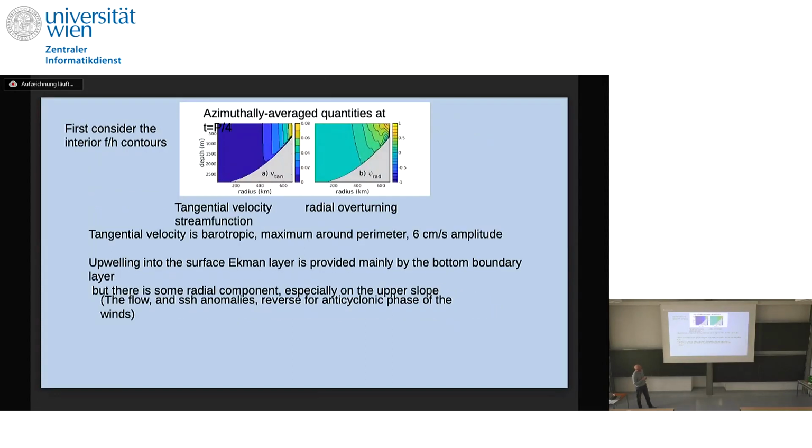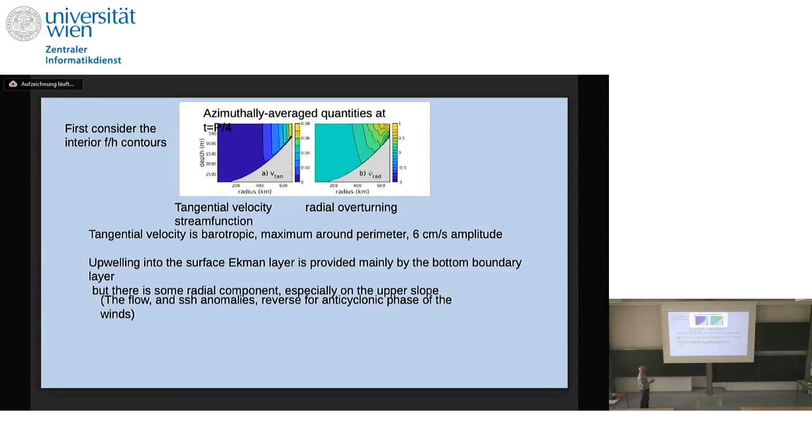Okay, so here's an example of the structure of the flow in the interior. This got wrapped around. This is at 1/4 of a period, so this is when the winds are the maximum cyclonic forcing. This is the velocity along the topographic contour. It's very weak in the interior. This is the radial direction. That's the sill depth. And we can see the velocity is nearly barotropic. You can get a hint of a bottom boundary layer there. And it gets faster as you get out towards the edge of the basin.